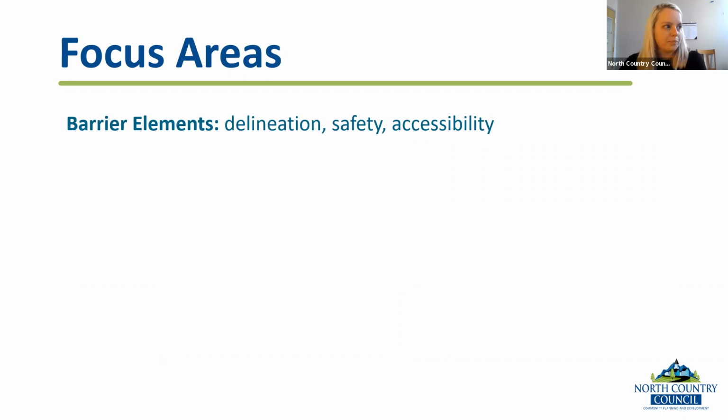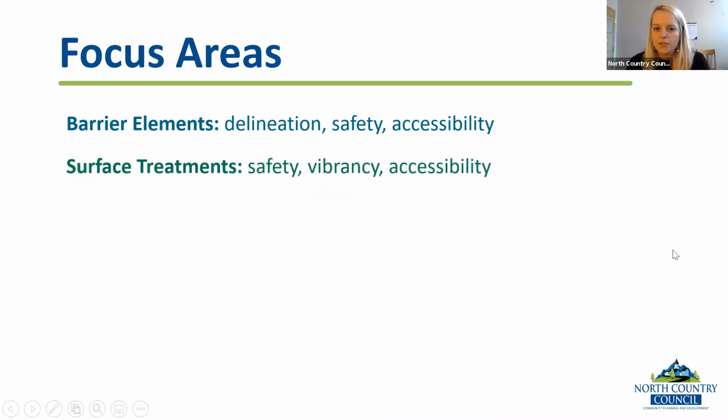This section here has been taken from the Tactical Urbanism Guidebook on design, materials and designing for pop-ups, which is a fantastic resource. I will share it with you guys afterwards. These are the key focus areas to think about when you're planning your pop-up. So having barrier elements, which are things like planters, bollards, maybe some cones, and they're used to delineate uses and also help with safety and accessibility.